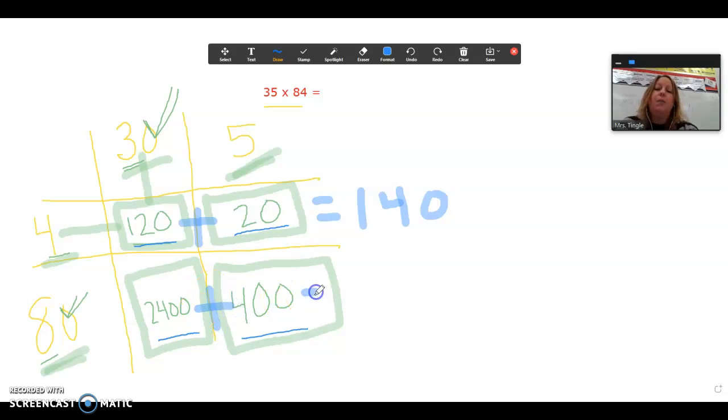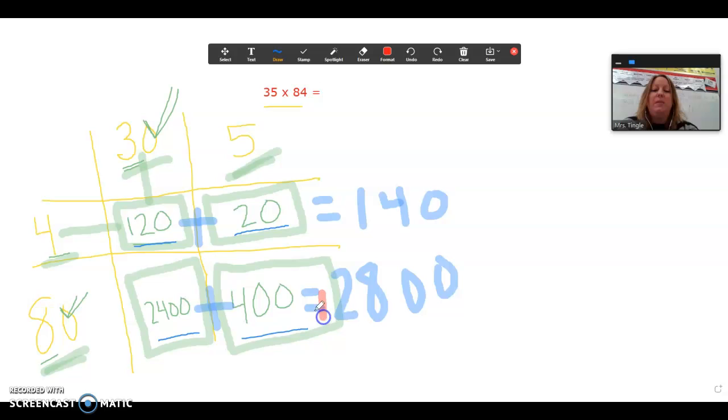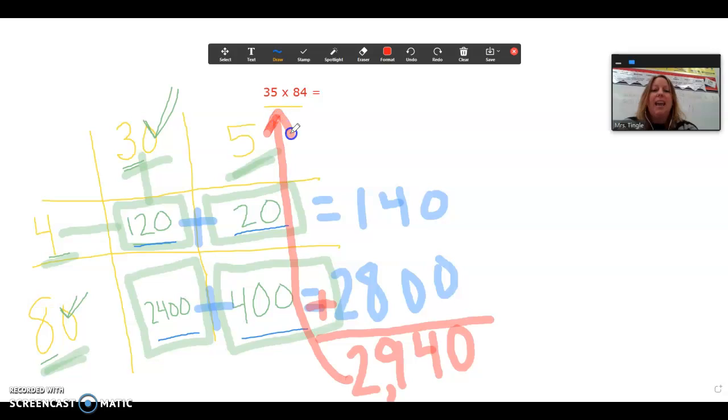2,400 plus 400 is equal to 2,800. We are still not quite finished, but boy, we're almost there. Now we're going to add these two numbers together. 0 plus 0 is 0. 4 plus 0 is 4. 1 plus 8 is 9. Nothing plus 2 is 2. And we get 2,940. That is the answer to our problem, 35 times 84.